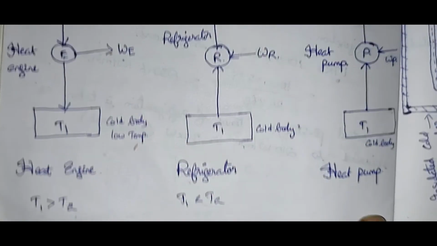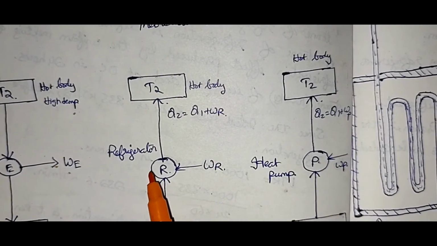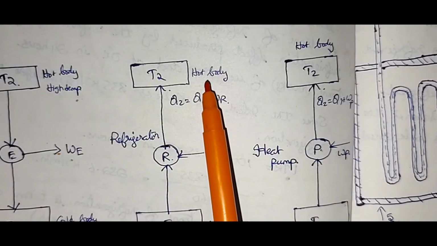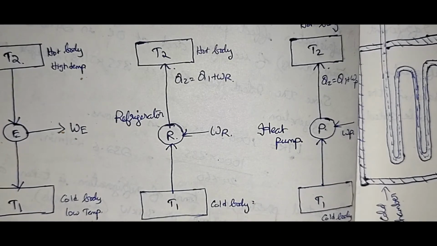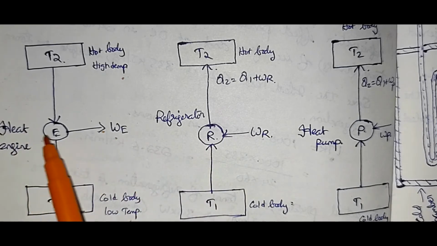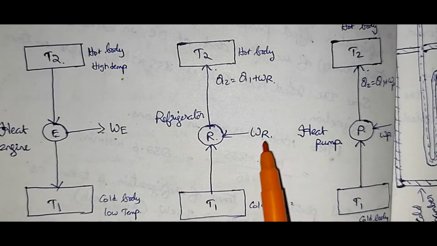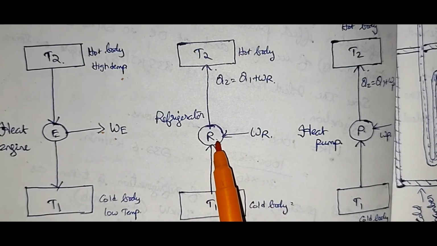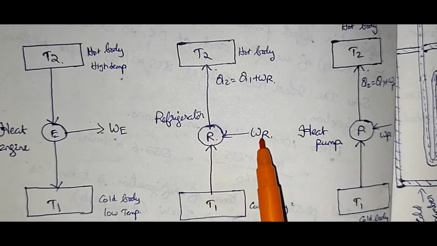Next, this is the refrigerator. The top part is the hot body and the bottom part is the cold body. If you compare the differences between the heat engine and the refrigerator: in the heat engine, work is done by the heat engine, whereas in the refrigerator, we are giving an input to the refrigerator. So this is the difference.